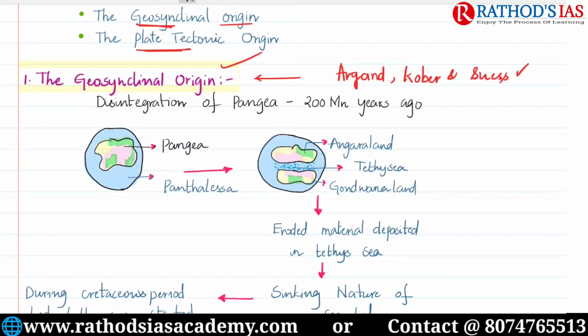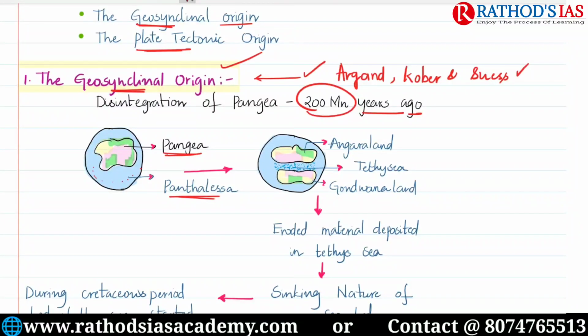So now let us come back to this theory, that is geosynclinal theory of origin. So we are talking about this geosynclinal theory. About 200 million years ago, we had a supercontinent. That means all continents or all the land mass present together. This supercontinent is called Pangaea, and the super ocean, that is the water which is present together, is called Panthalassa.